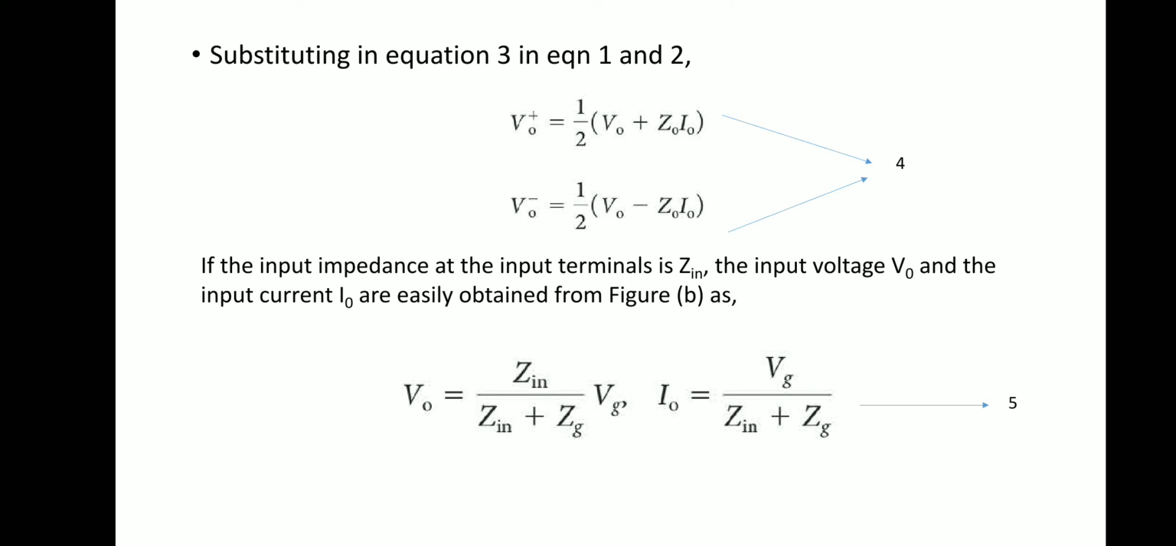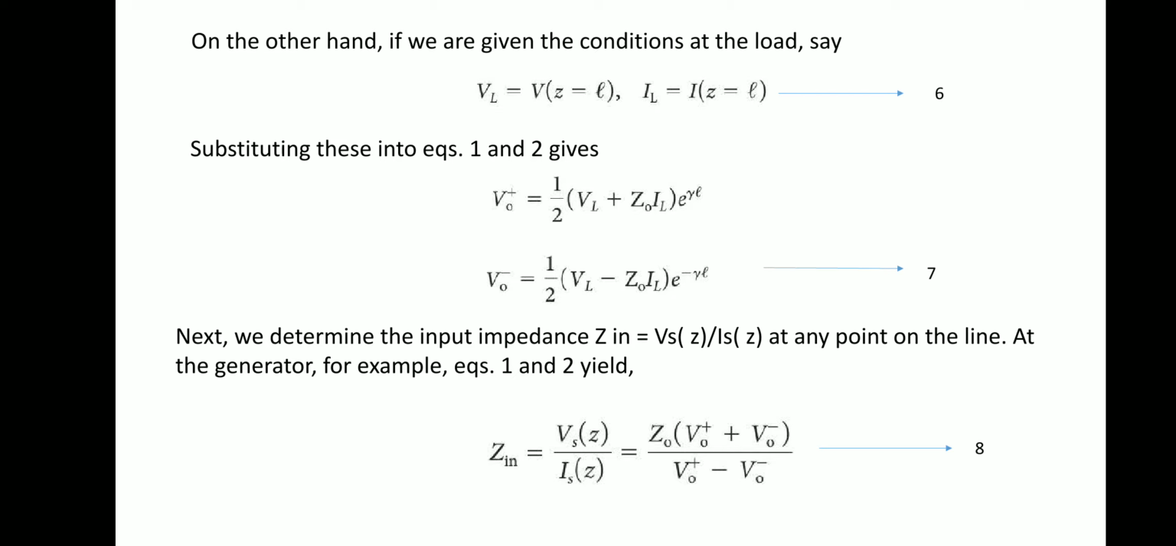After solving this, we get V0 plus as half of VL plus Z0 IL times e raised to gamma L, and V0 minus as half of VL minus Z0 IL times e raised to minus gamma L. Up to this step, the derivation is the same for both the voltage and current terminated with a load as well as the input impedance.